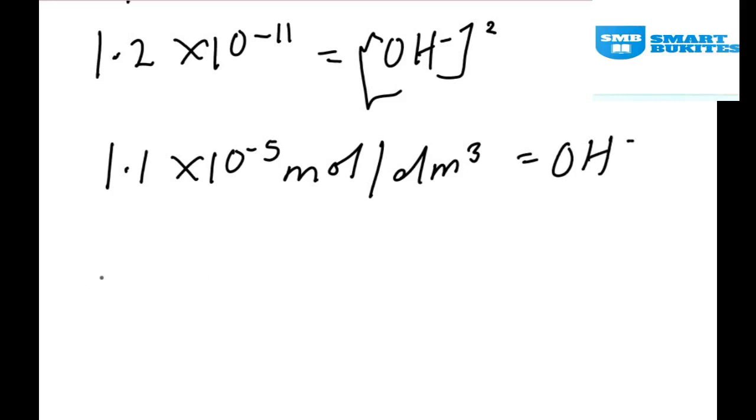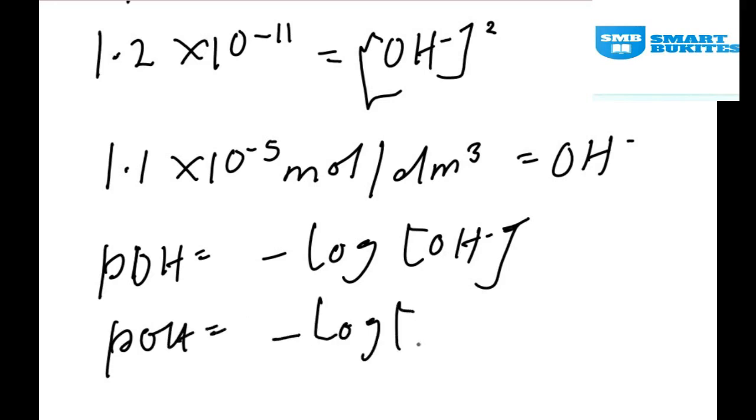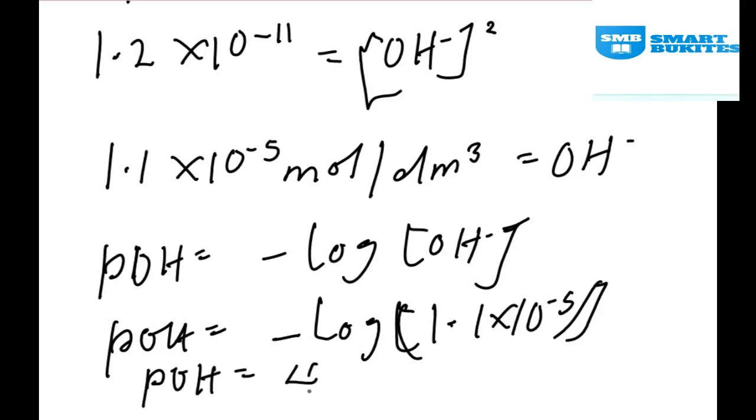So now we have our equation, that's the Henderson-Hasselbalch equation, which says pOH is equal to minus log of OH. This is it. Then we say pOH is equal to minus log of our OH, which is 1.1 times 10 exponential minus 5. And if you press it well in your calculator, you get pOH is equal to 4.96. This is your pOH.